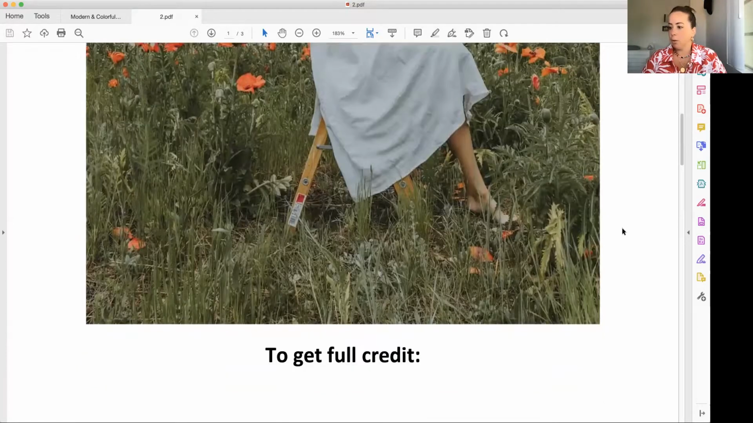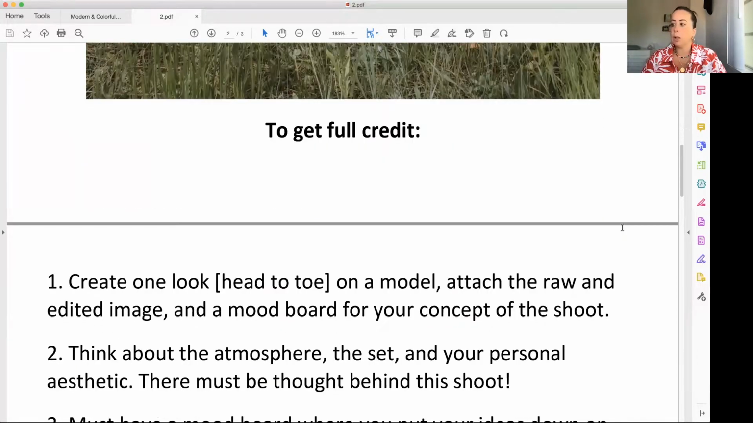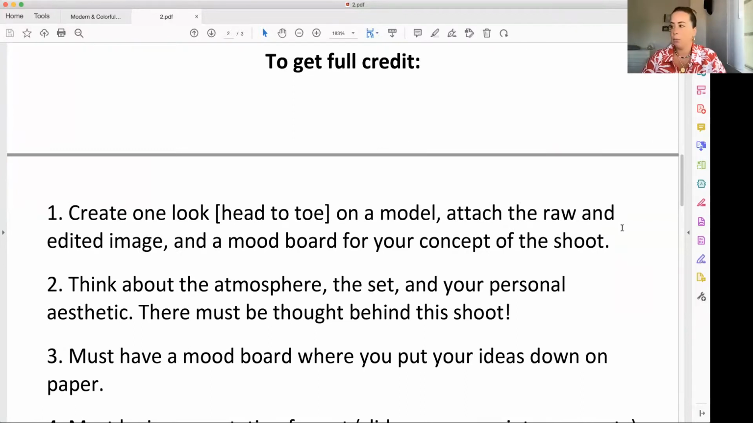In order to get full credit, you are creating one look head to toe on a model. Okay, that means a model that is not yourself. And this can be a sibling, a significant other, a friend, a classmate, a parent, an aunt, uncle, anyone that you have in your network that is willing to essentially be a model for your photo shoot. They don't have to be a professional model. They don't have to have any experience, although that would be helpful. But just anyone that's not yourself.